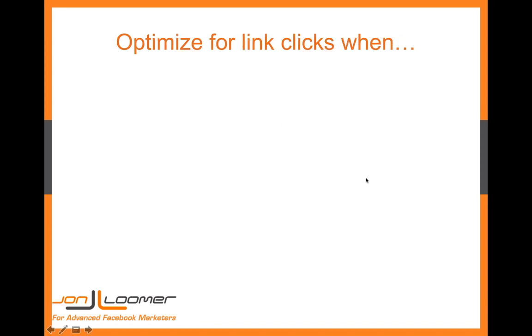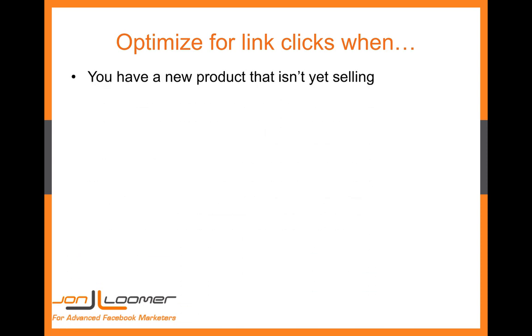Now you can optimize for link clicks as well. One reason you might do that is if you have a new product, so it's really not selling yet, so Facebook doesn't have any results to be able to optimize. If you're going to promote that product the day it's launched, probably a good thing to do would be to optimize for link clicks in that case, because you just want to drive traffic at least. You want to send people there, and hopefully some of those people will buy.